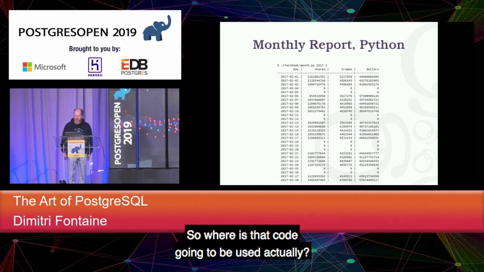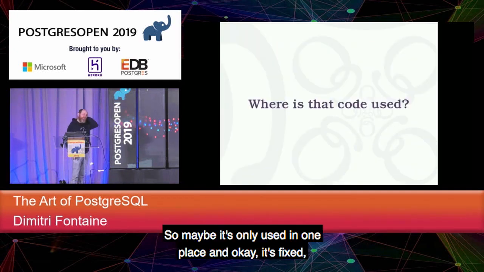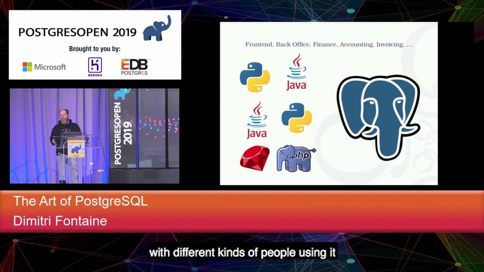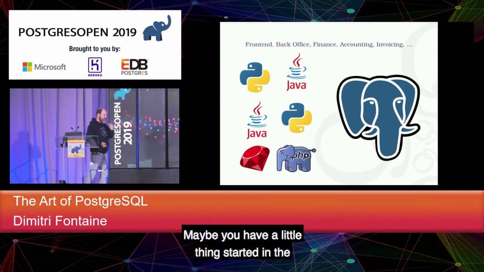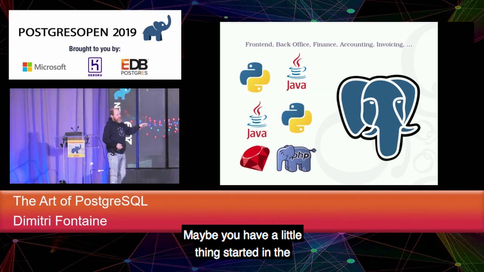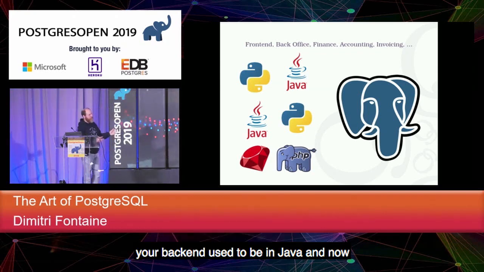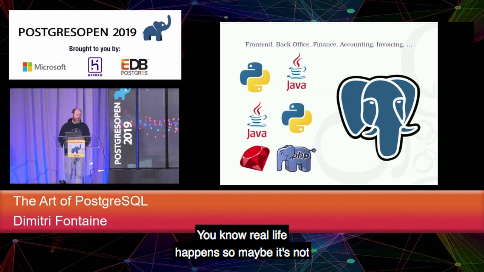Well, is it really? So where is that code going to be used, actually? So maybe it's only used in one place, and okay, it's fixed, good enough. But maybe you have an application with different kind of people using it, like front-end people, back-office people. Maybe you have a little thing starting in the finance department that was a quick PHP script, where your backend used to be in Java and now it's rewritten in Django or things, real life happens.